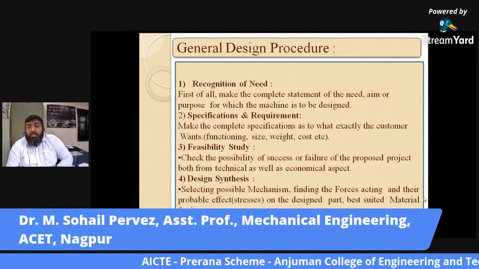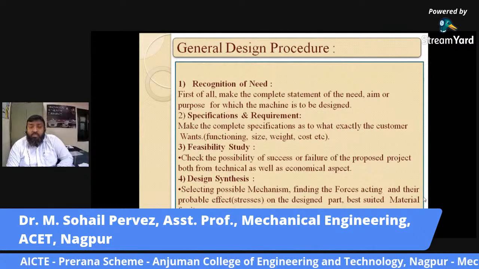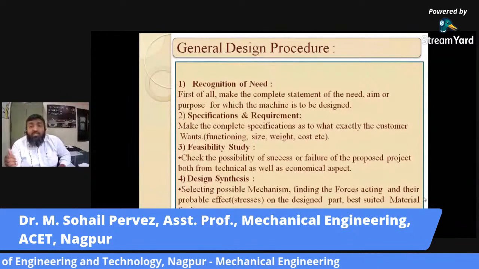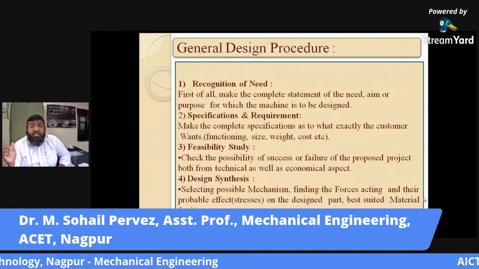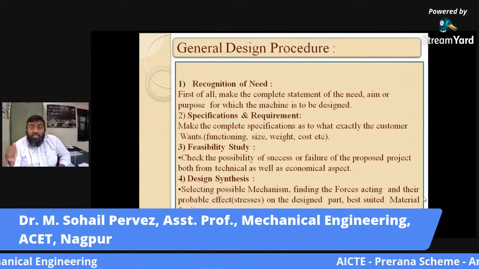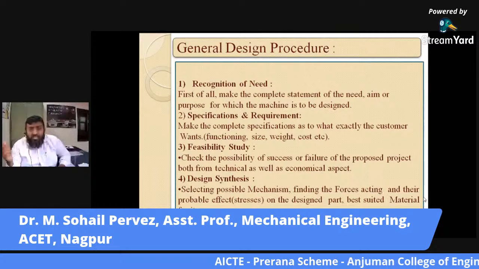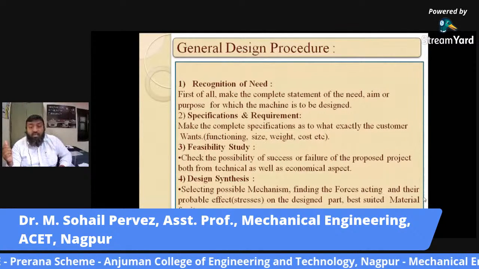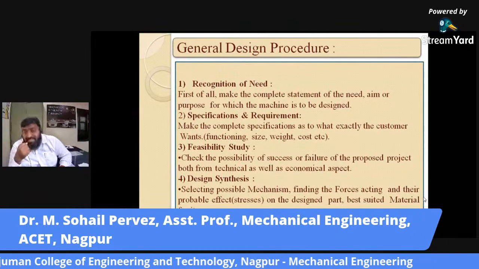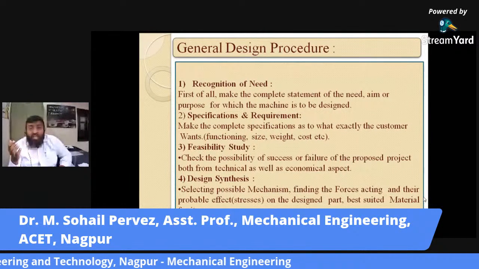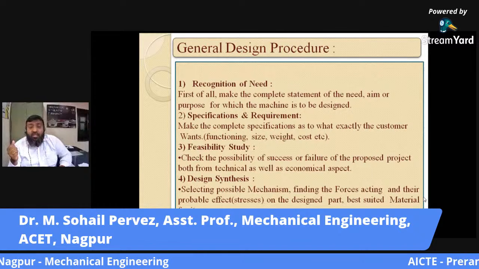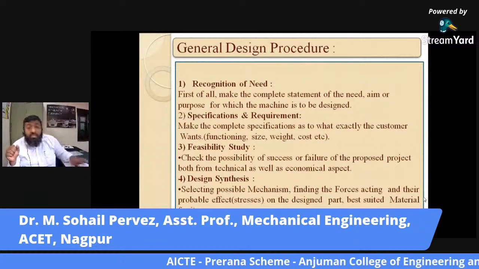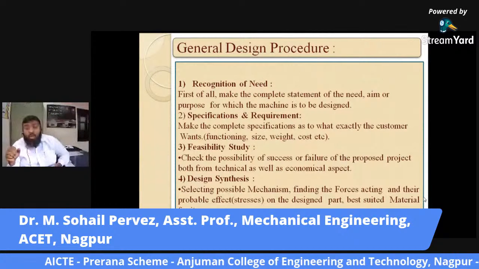Next, specification and requirement, because generally the need or the demand comes from the customer end, and the customer is a non-technical person. A society can give you the demand. Yes, society can explain the demand, but they cannot specify the requirement. So you have to make this specification, because as a technical person, you have to specify that particular need and requirement. Make the complete specification as to what exactly the customer wants: functioning, size, weight, cost, everything.